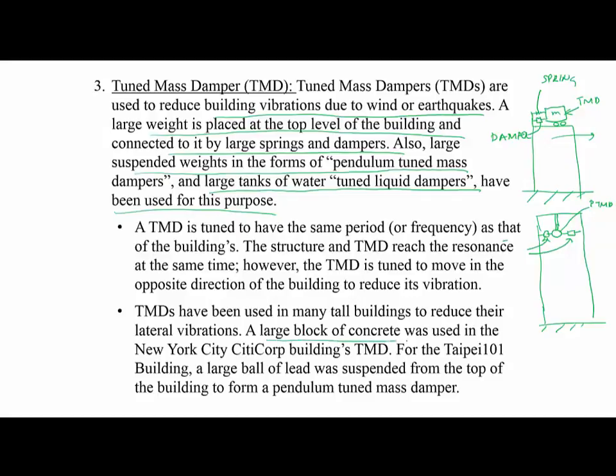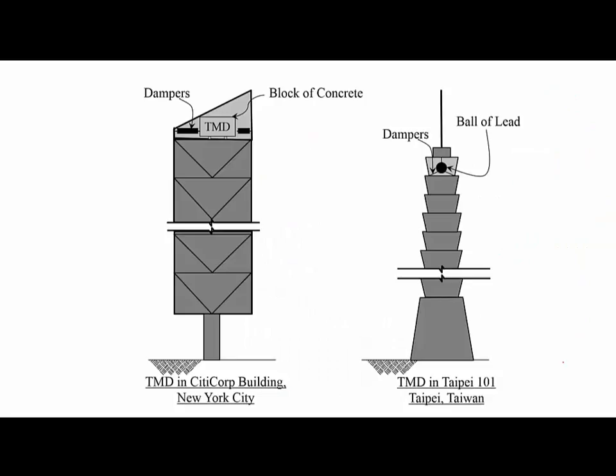A large block of concrete was used in the Citicorp Center building in New York City. About 400,000 pounds of concrete basically was used there. For the Taipei 101 building, there is also a large ball of steel which is suspended from the top of the building, which acts as a pendulum tuned mass damper.